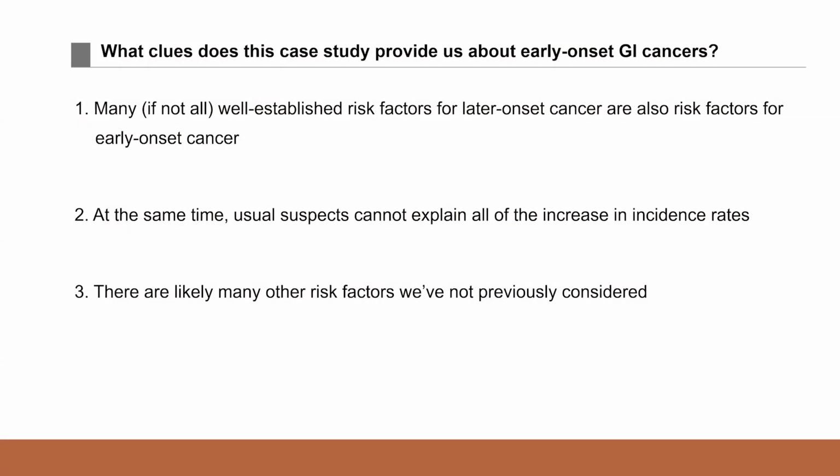I'll wrap up by summarizing the clues that I think this case study on early onset colorectal cancer provides us about early onset GI cancers broadly. First, it seems clear that many, if not all, of the well-established risk factors for later onset cancer are also risk factors for early onset cancer. At the same time, these well-established risk factors, or again, usual suspects, cannot explain all of the increase in incidence rates. And there are likely many, if not thousands, of other risk factors or exposures that we've not previously considered.